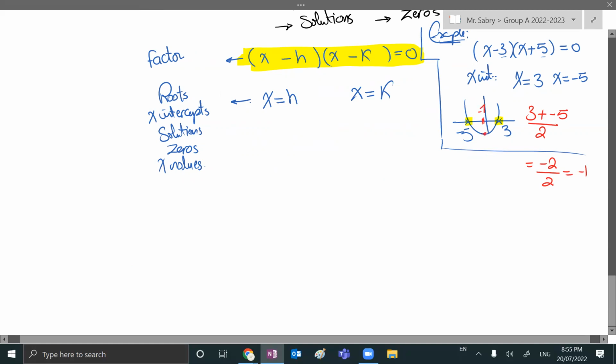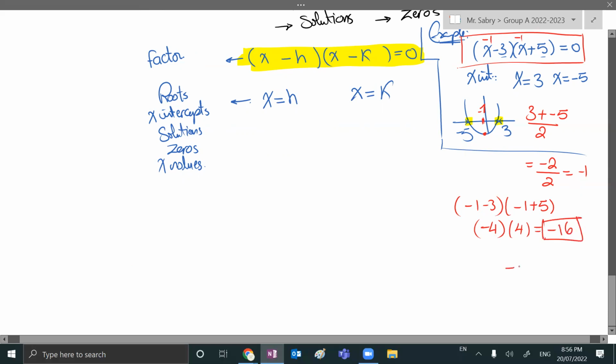Now how do I find the y coordinate? You have the equation already. Substitute x with -1. So put -1 minus 3 and then -1 plus 5. -1 minus 3 is -4. This is 4, and that would get you -16. So the y coordinate is -16. So the vertex is -1 and -16. Does that make sense?